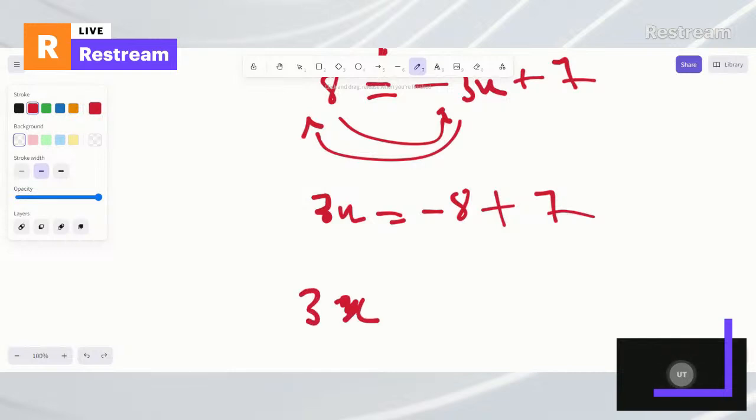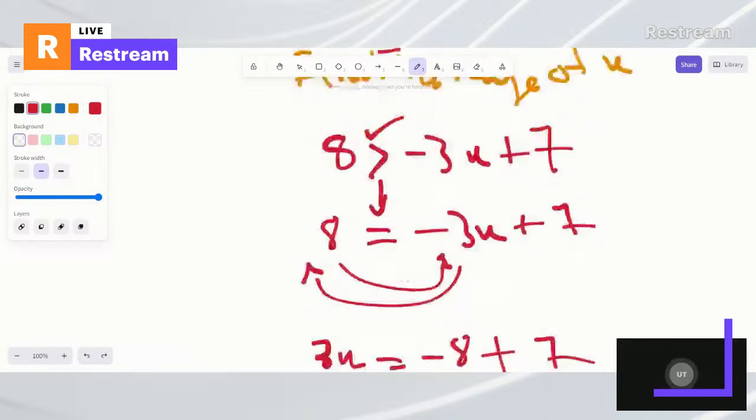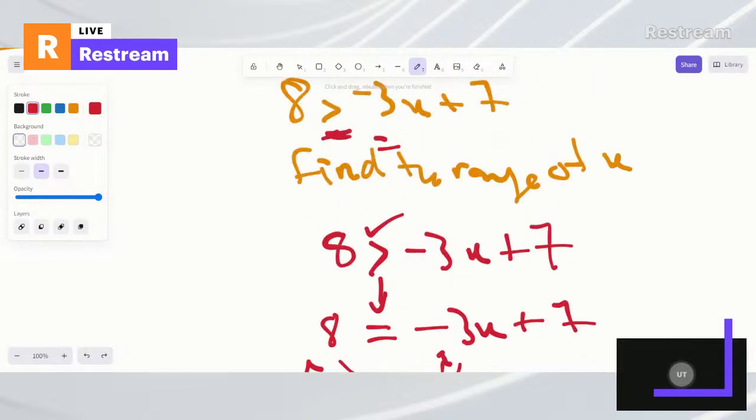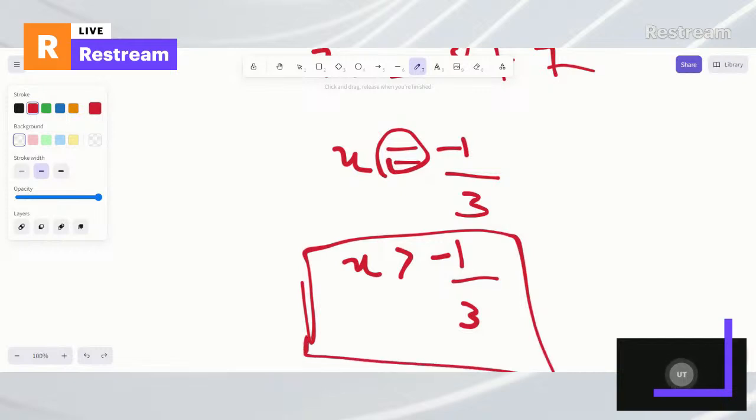And now I am going to divide my 3x with -1, right? So -1 divided by 3. Now I will replace it back with the original inequality. So it will be what? X is greater than -1 over 3. All those values which are greater than -1 over 3 are included. So that's the range that we are talking about.